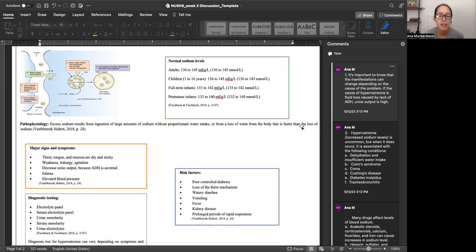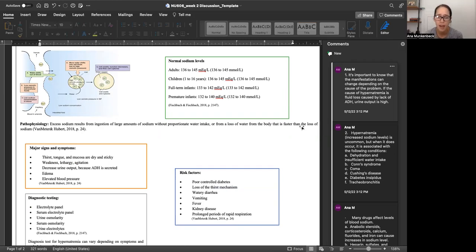So the pathophysiology of hypernatremia is excess sodium that results from ingestion of a large amount of sodium without appropriate water intake, or from loss of water from the body that is faster than the loss of sodium. Some examples and risk factors include watery diarrhea, vomiting, fever, kidney disease, prolonged periods of rapid respiration, loss of thirst mechanism, poorly controlled diabetes. A good example now that everybody is sick will be the norovirus.